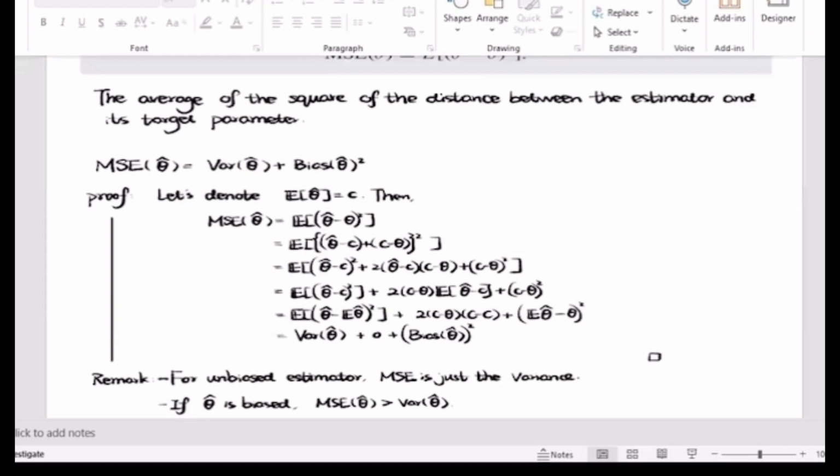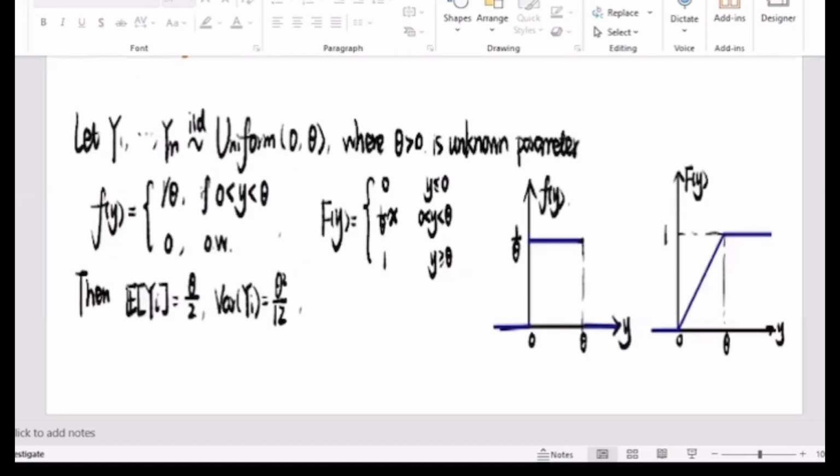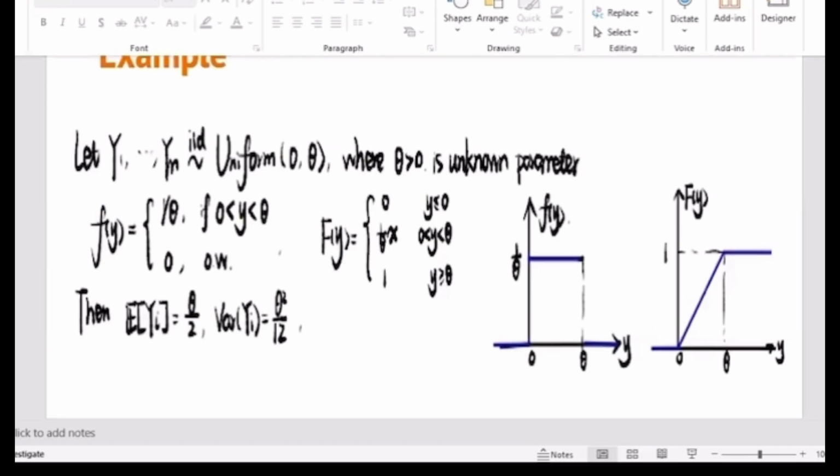Is there any question? Any question? Okay, you're good, right? Now we want to move. Please, I want to move into this example right now.